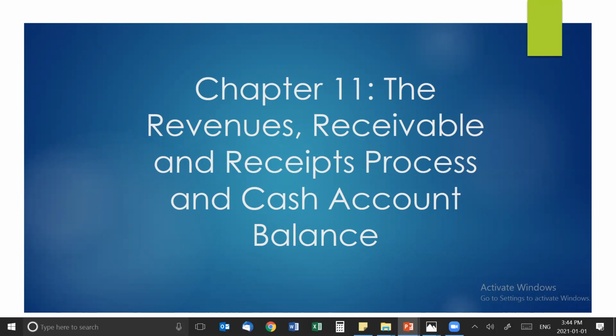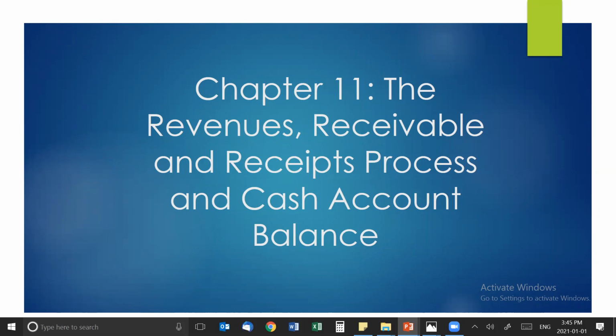So chapters 11 through 14 are going to explain the different types of cycles there are. So this one's going to be revenues, there's going to be purchases, the financing and investing. These chapters are going to go through what type of audit procedures you would have on the revenues, the receivables, the receipts process, and the cash account balance. So what type of procedures in terms of test of control procedures, as well as substantive procedures. These chapters 11 to 14 are important for you to understand when going through the audit.